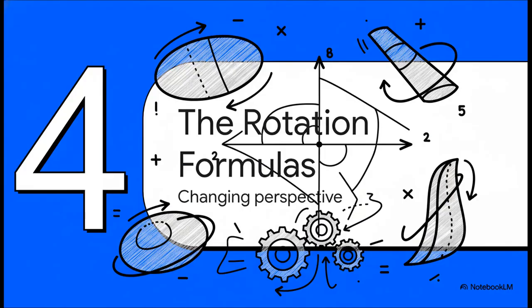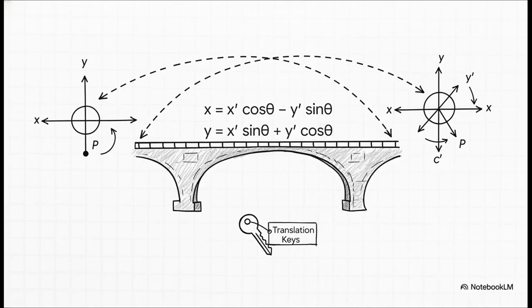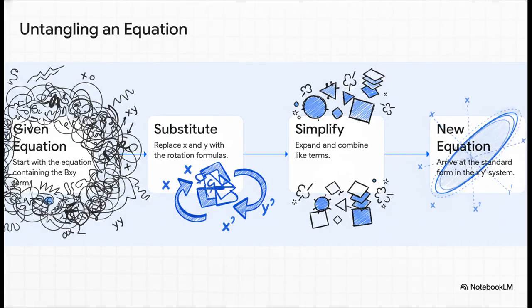Okay, so that's the big idea. But how do we actually do it? Let's get into the nitty-gritty, the actual formulas that make this magic happen. These two formulas right here, these are our secret weapons. They're like a universal translator, a bridge that connects the old straight world of x and y with our new tilted world of x prime and y prime. The game plan is actually pretty straightforward, even if the algebra looks a little hairy. Step 1, take our original messy equation. Step 2, everywhere you see an x or a y, you substitute in those big chunky rotation formulas. Step 3, brace yourself and simplify all that algebra.